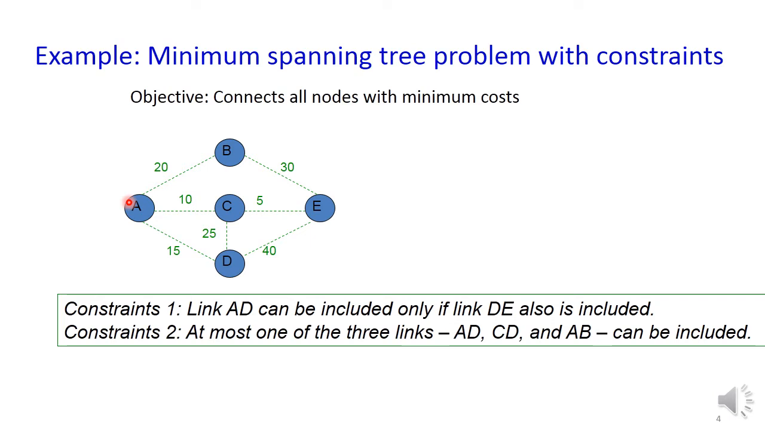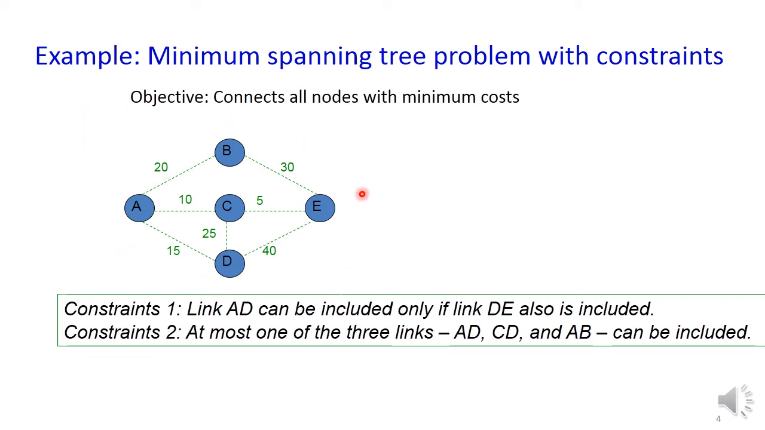This particular problem we have discussed in module 2. We used Prim's algorithm and Kruskal's algorithm to find the minimum spanning tree of a given graph. Now let us understand the minimum spanning tree problem with constraints. What do we mean by with constraints?